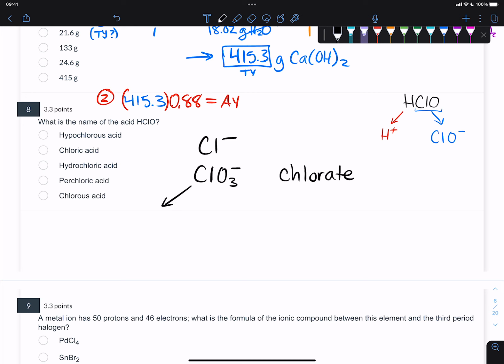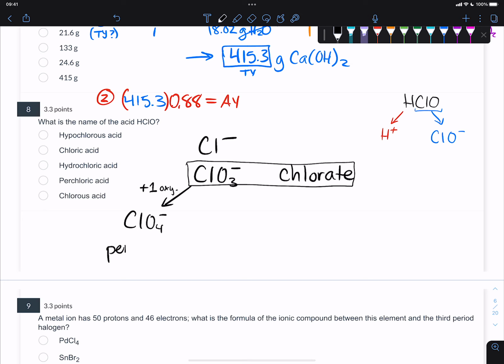Suppose that you add an oxygen, so plus 1 oxygen. It would be ClO4 minus, which means it's going to have a new name. When you add 1 oxygen to the base form, which you do need to commit to memory, then it'll become perchlorate. The per prefix means 1 more oxygen. If you were to subtract 1 oxygen, then it gets a new ending. The formula would be ClO2 minus, and that's going to be called chlorite.